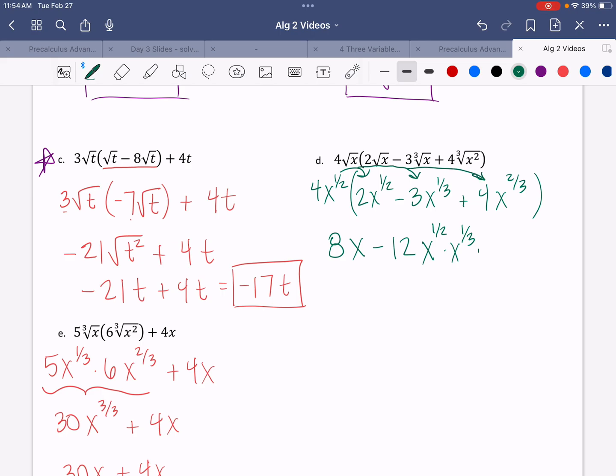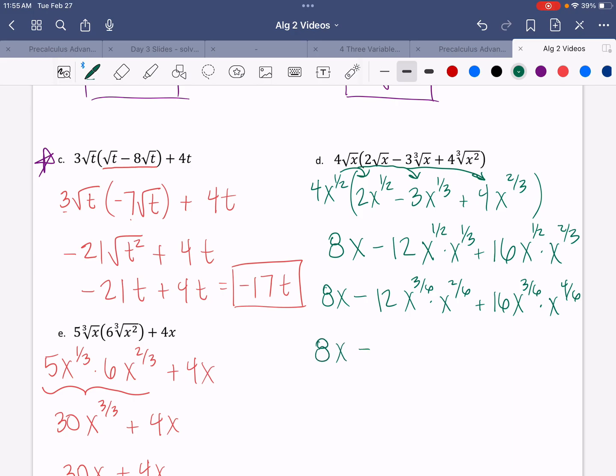4 times 4 is 16, and I'm going to have to get a common denominator for the x to the 1/2 and x to the 2/3. So keep going. I'm going to convert this to sixths again. So 3/6, 4/6 at the end here. And so now I'm going to go ahead and combine these into 12x to the 5/6, 16x to the 7/6.